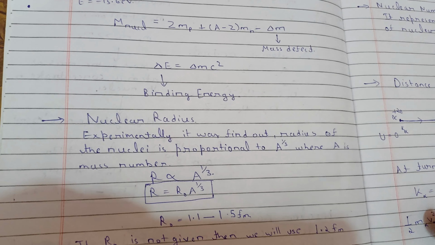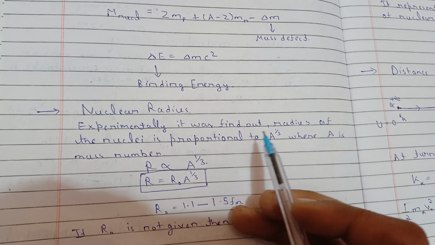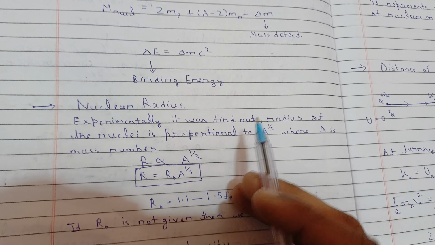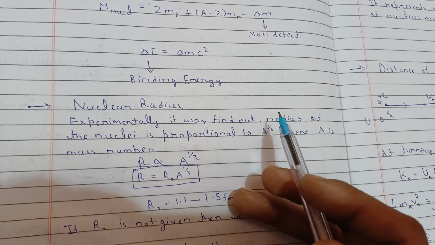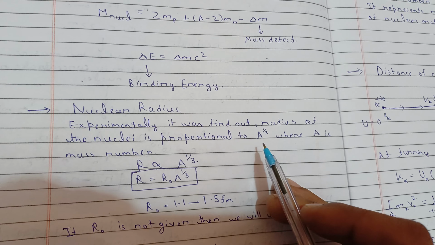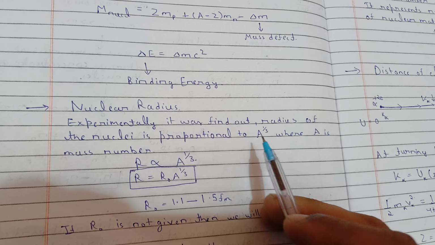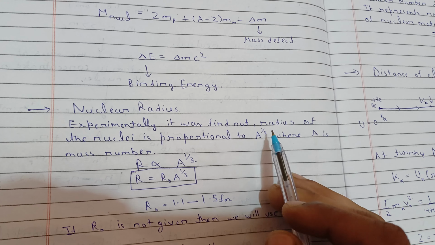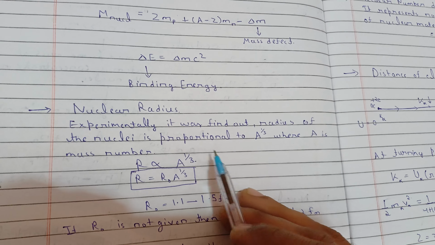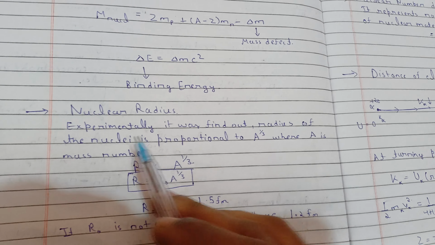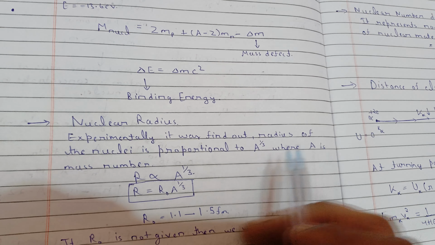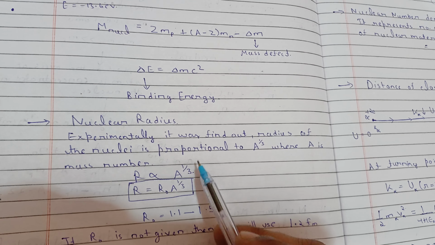Now next, we will discuss the nuclear radius. See, there is no derivation to find the radius of the nucleus, but we did experiments, fitted all the data into a formula, and found that the radius is proportional to A to the power 1 upon 3, where A is the mass number, that is, the number of nucleons. Experimentally, it was found that the radius of the nucleus is proportional to A to the 1 upon 3.